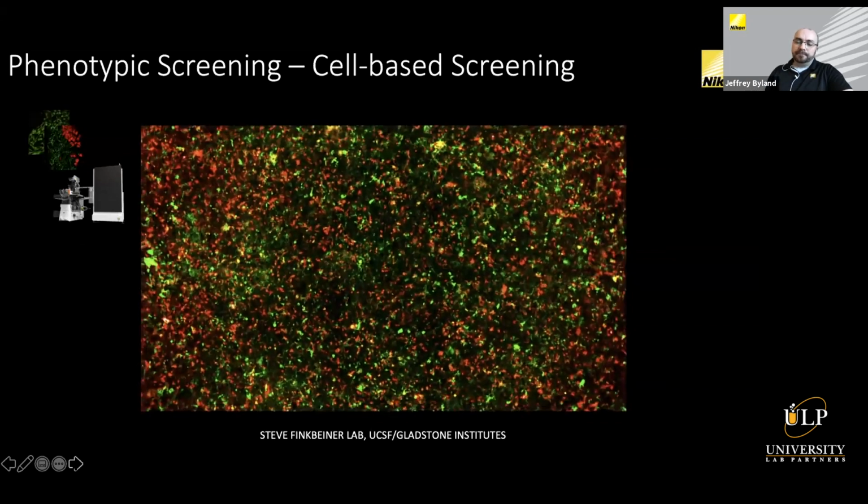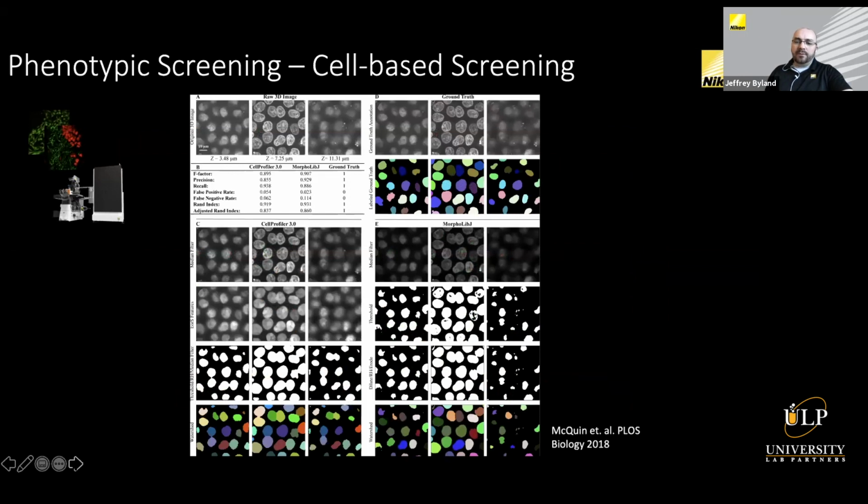So if we go to the next slide, here's an example of a method that's called cell painting. And this is a multiplexing method where cells are fixed and then they're stained with a whole host of different dyes. And these dyes target individual components of each cell. And this method is very important because it allows for multiple parameters to be investigated.